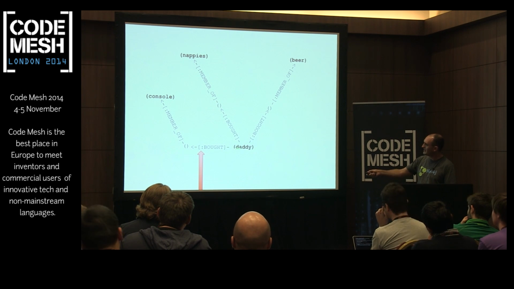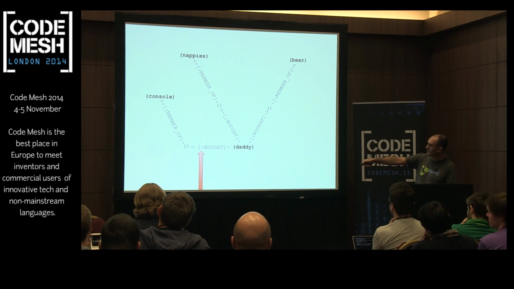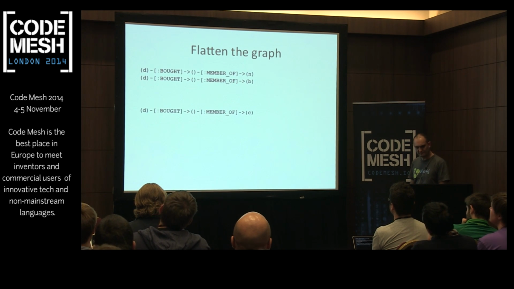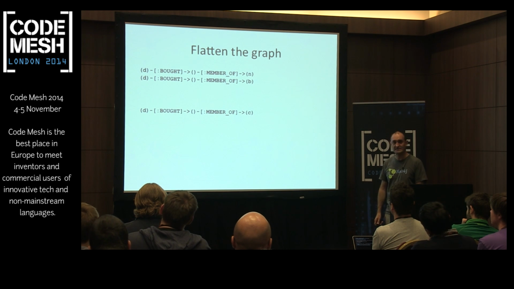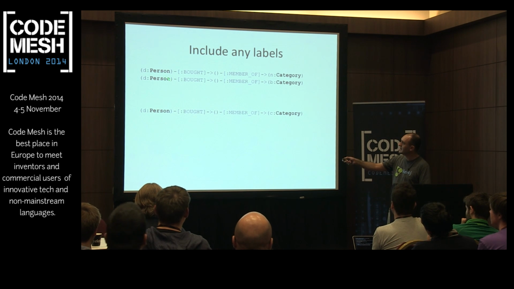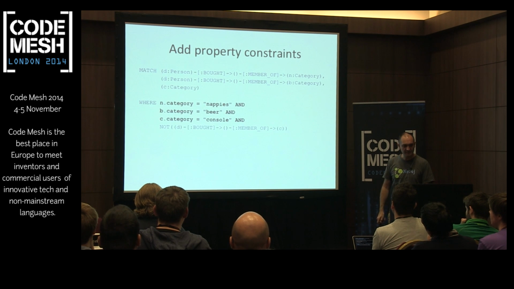So you see here that I've got this young father who's bought something that I don't really care about, which is a member of the category of beer, that's bought something the specifics I don't care about, which is a member of the category nappies, and I've bought something which I don't really care about, which is in the category of console. And what's interesting is if I then just flatten that out, same text, just flattened, less angles, and then add some labels, so I'll make it a bit more readable, say that D is a person, and these things are categories, and then add some more syntax, like the word match, suddenly this stuff becomes legal Neo4j Cypher syntax.